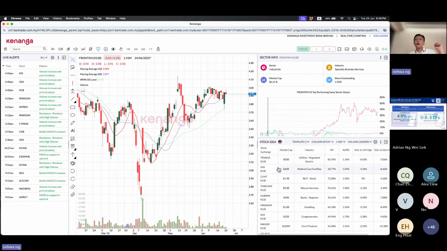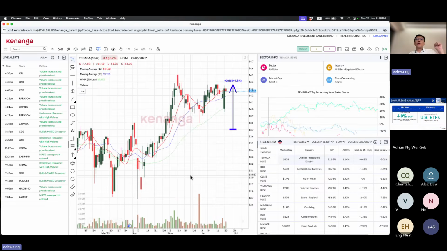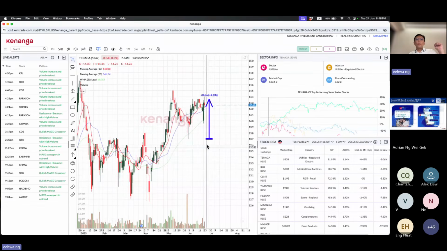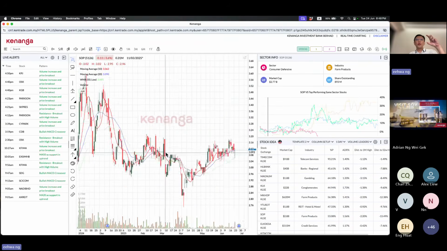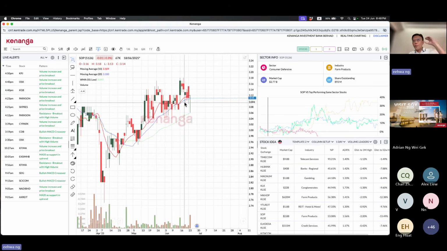Okay, there is data coming out. So if you take a look at Tenaga, over the past 1 month, it has been moving inside this range of 5%. So if you're looking for stocks that are trading within the range, like SOP, it's also the same, trading within the range before it breaks out.